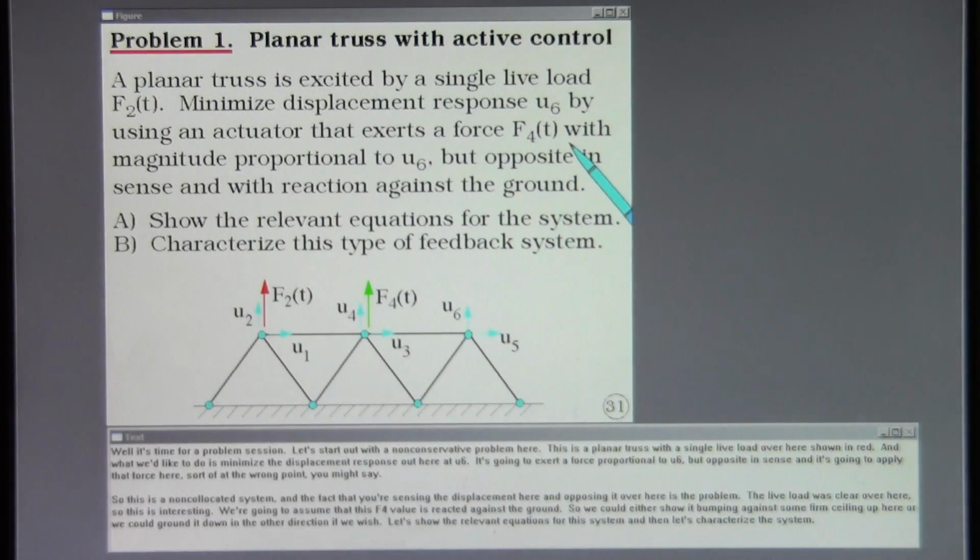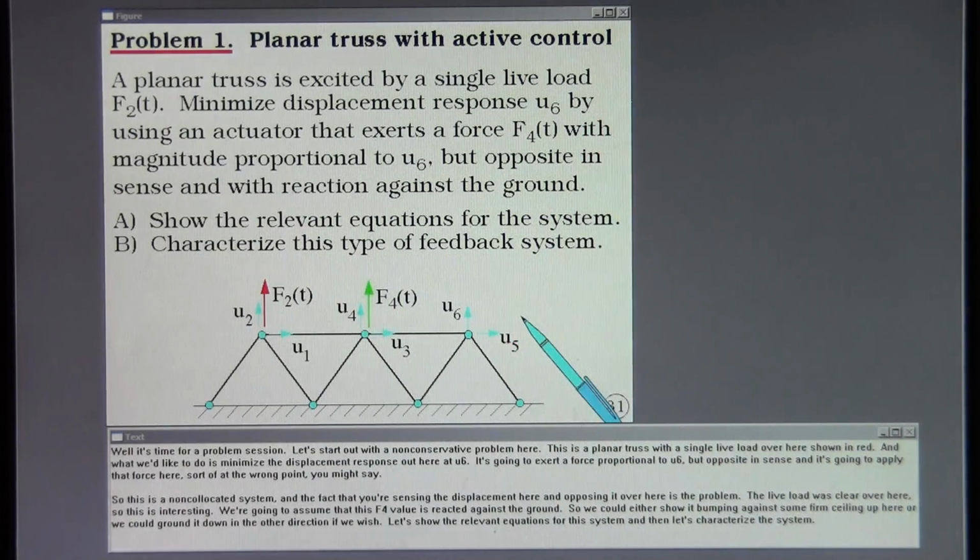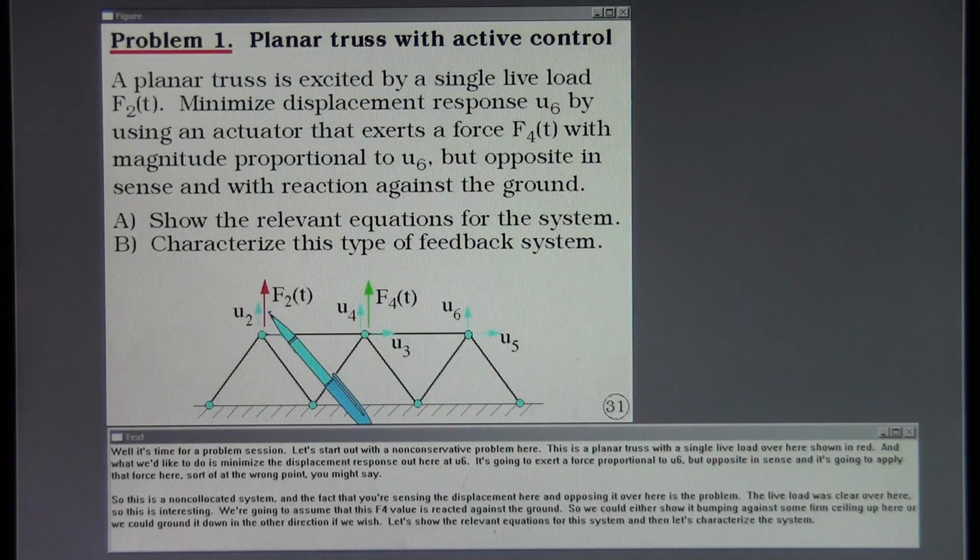This is a planar truss with a single live load over here shown in red. And what we'd like to do is minimize the displacement response out here at U6. It's going to exert a force proportional to U6 but opposite in sense, and it's going to apply that force here, sort of at the wrong point, you might say. So this is a non-collocated system. And the fact that you're sensing the displacement here and opposing it over here is the problem.